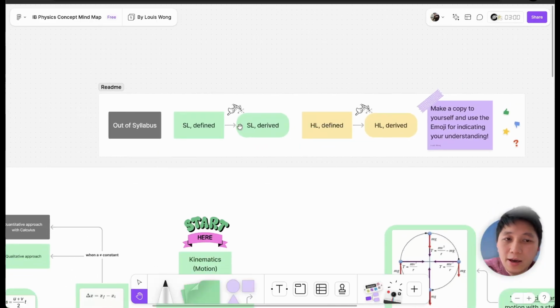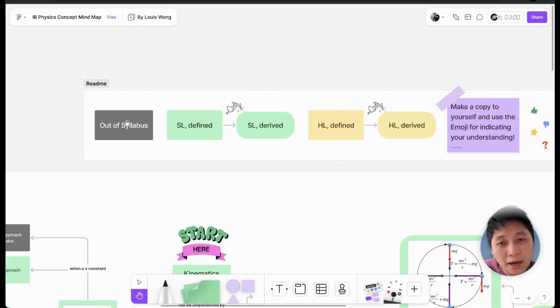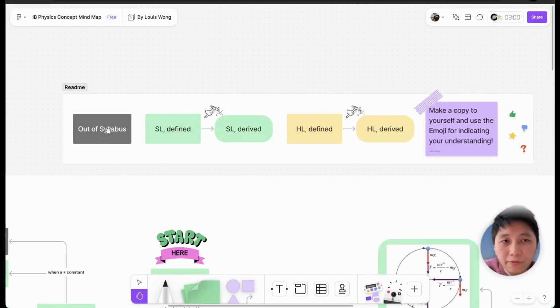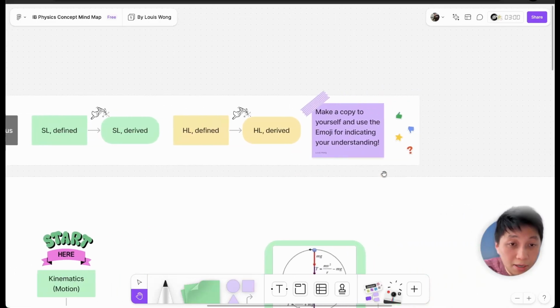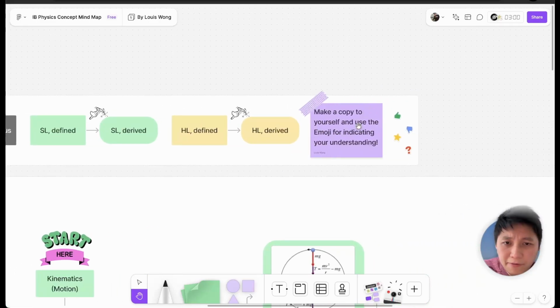Okay, and then there's a very tiny bit of stuff that is actually out of syllabus, but I do think it's important to mention it. So it's listed as a gray color here. All right, and in the coming videos, I will be using an emoji to indicate that we have gone through that part. I do think it's a good way.